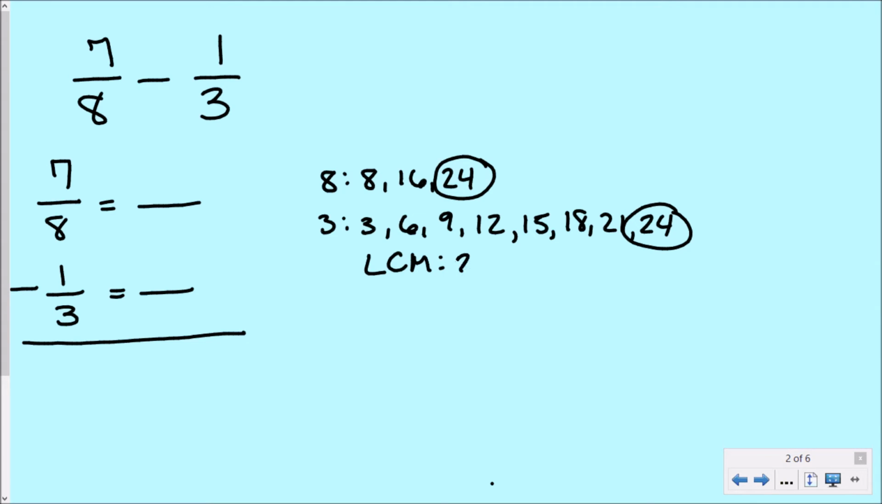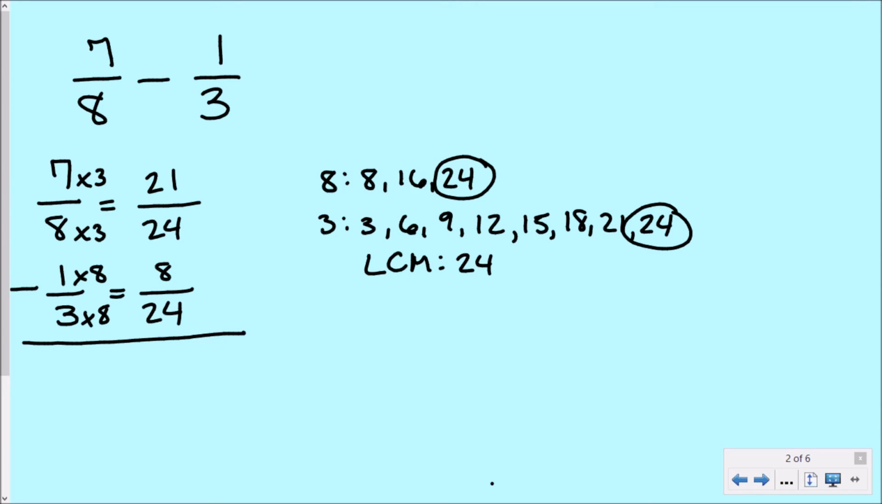So that means our new denominator is 24. Now, we need to consider how do we go from 8 to 24 and from 3 to 24. So up here, 8 times 3 is 24. So what I do to the denominator, I must also do to the numerator. So 7 times 3, and there, I get 21. Then down here, we know 3 times 8 is 24. So again, what I do to the denominator, I must do to the numerator. So 1 times 8 equals 8.